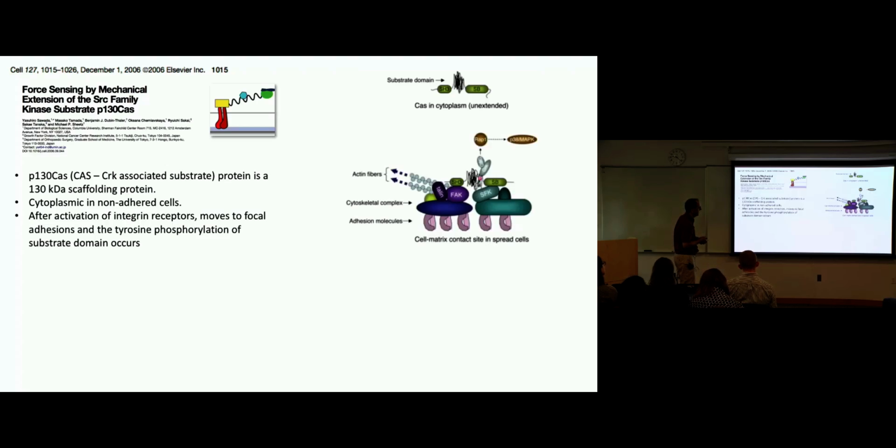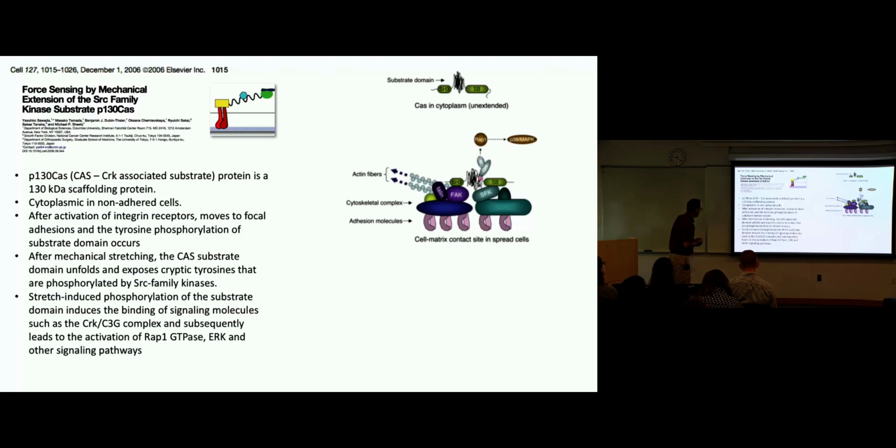And when this protein is bound and its attached proteins are under mechanical load, the protein opens up and it can now bind a kinase, which then phosphorylates the protein, which then can recruit other signaling proteins. So after mechanical stretching, the Cas substrate domain unfolds, exposes a phosphorylation site that's phosphorylated by Src family kinases, and then this subsequently pulls in lots of other proteins that are important for signaling.